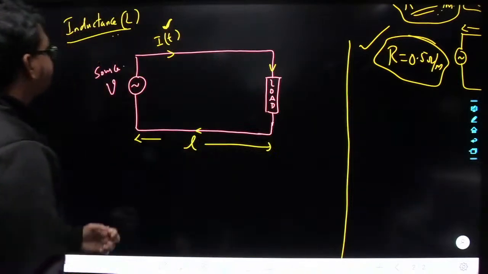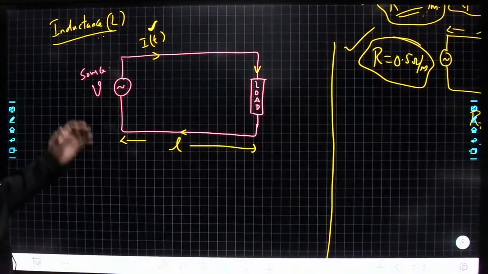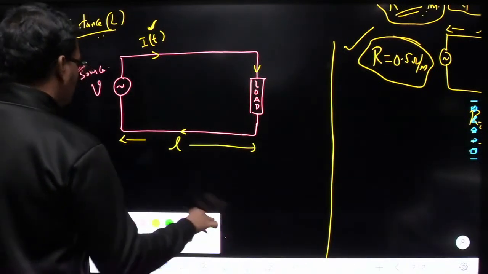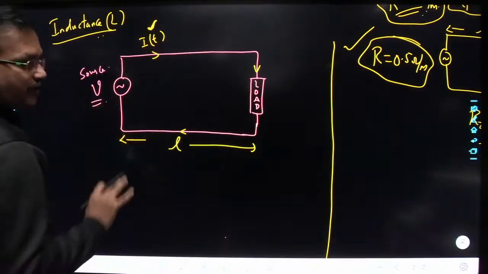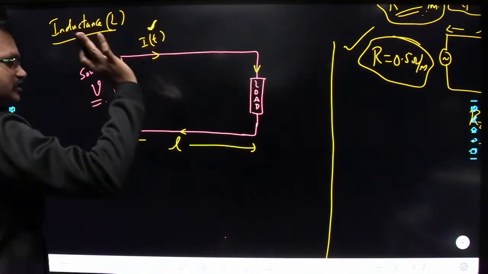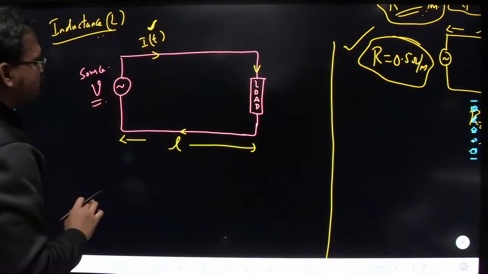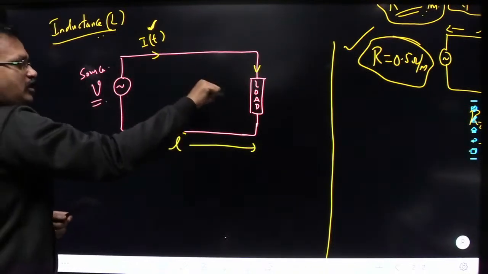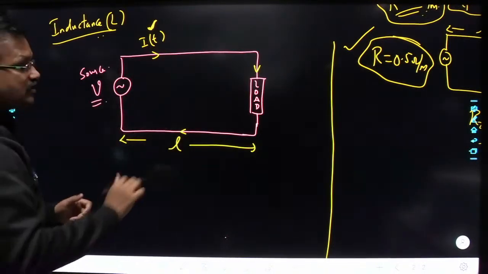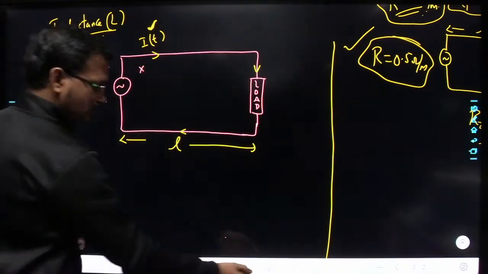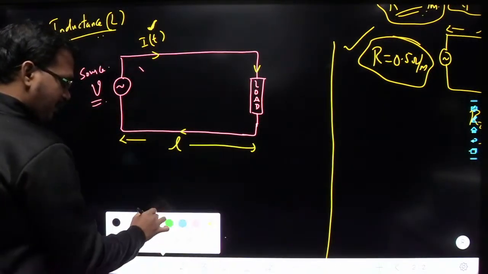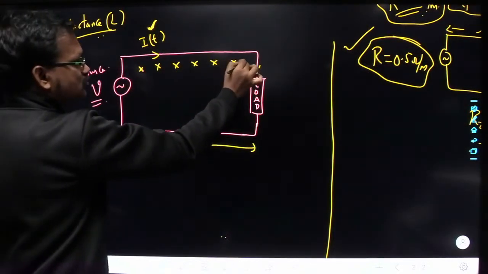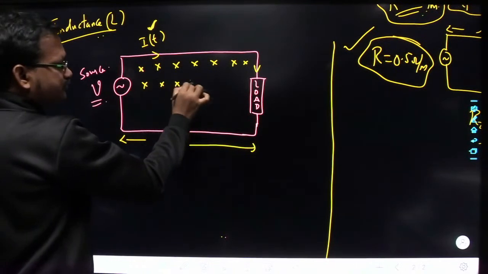Okay. So now coming to inductance. Now here I have applied a voltage source, and here the current is flowing. Now let us consider only time variation here. Whenever the current is flowing in clockwise direction like this, the B field is going to point into the board. So B field is going to penetrate into the board like this.